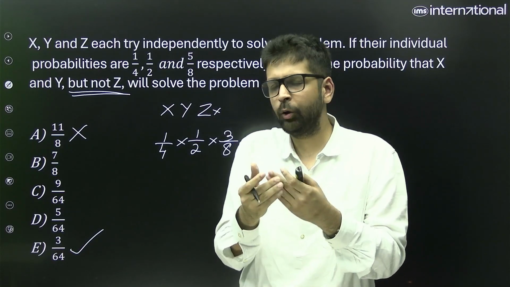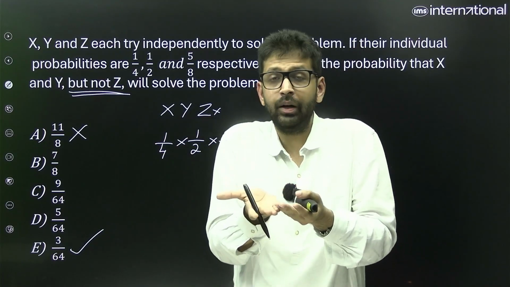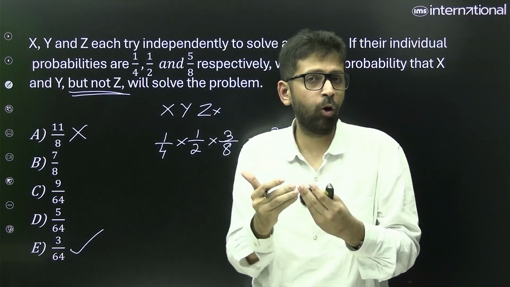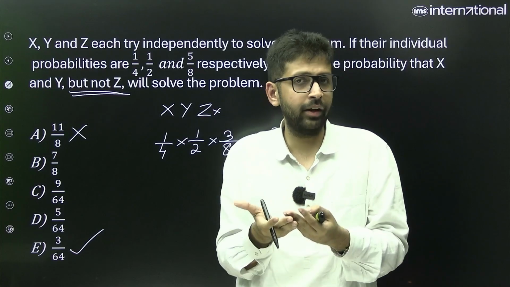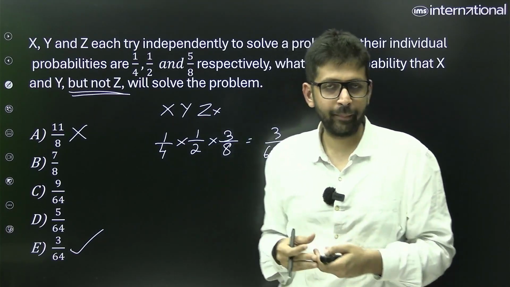Now, many people do make this error of adding these 3 probabilities and getting an answer that would be a part of the options, right? So I hope you do not make such conceptual errors, because that is one very common error that people tend to make and you should avoid, right?